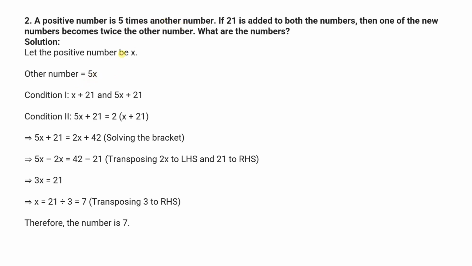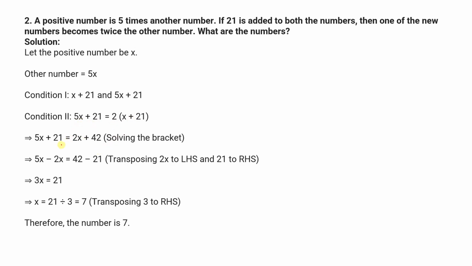That is 5x. If 21 is added to both the numbers, that means x plus 21 and 5x plus 21. So for both the numbers, we need to add 21. What happens then? One of the new numbers becomes twice the other. So these are the new numbers formed, x plus 21 and 5x plus 21. Then one of the numbers becomes twice the other number. So let us have 5x plus 21 as one of the numbers and the other number would be twice x plus 21. So once you got this, you can simplify it.